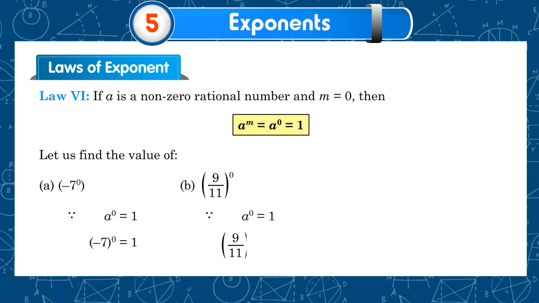C. Minus 16 upon 21 wholes raised to the power 0, as a raised to the power 0 equals 1. Minus 16 upon 21 wholes raised to the power 0 equals 1.